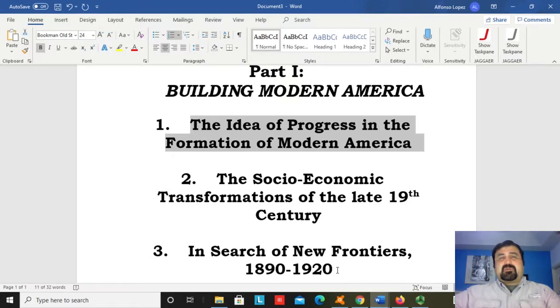And those three topics that we're going to cover in this first part will be, first, the one that we're starting today, the idea of progress in the formation of modern America. This is going to be the first topic. We're opening up the semester with this topic, and today I'm providing the first session, the first class meeting, so to speak, which is video recorded and will be uploaded again on Blackboard, of course.